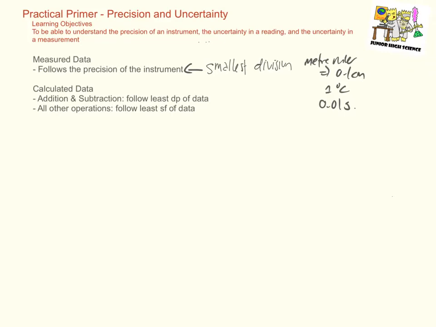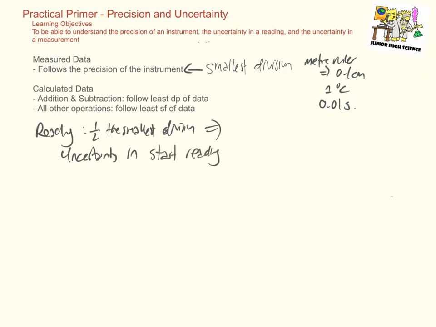Now, let's go on to what is uncertainty in a reading. The uncertainty of a reading, say a length or a position reading from a ruler, is always half the smallest division. Alright, so for a ruler, the one division is 0.1 cm. So the uncertainty in, say, a start reading is simply half the smallest division, which is 0.05 cm.